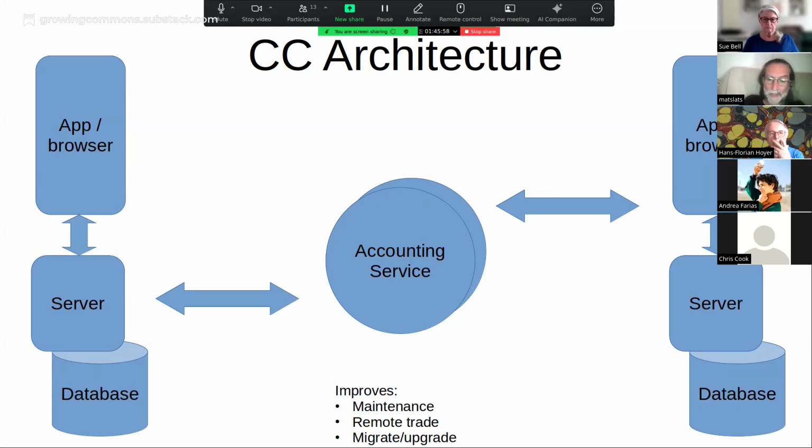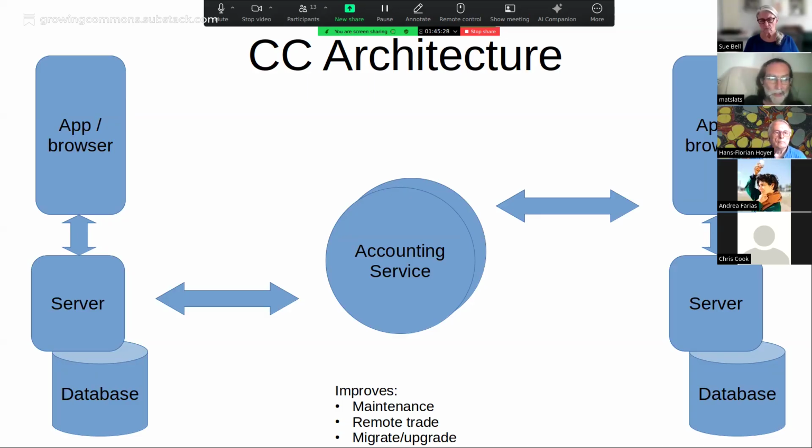Well, certainly you don't have to maintain the accounting service because somebody else is doing that. You can then trade remotely with other people using the same accounting service, or if the accounting services are interoperable, you could trade with people using different accounting services using the same API. And of course, you don't have to migrate or upgrade the accounting service.